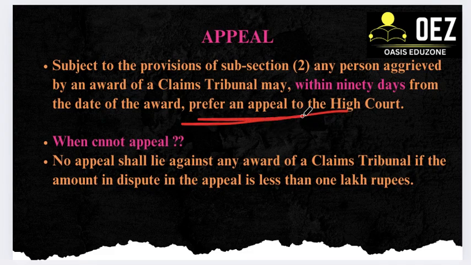And here an important provision to remember is when one cannot appeal. No appeal shall lie against any award of a claims tribunal if the amount is less than 1 lakh. Here the amount matters a lot. Earlier this was 10,000, now it has been amended to 1 lakh rupees. If the compensation amount is less than 1 lakh, then the party cannot file an appeal.